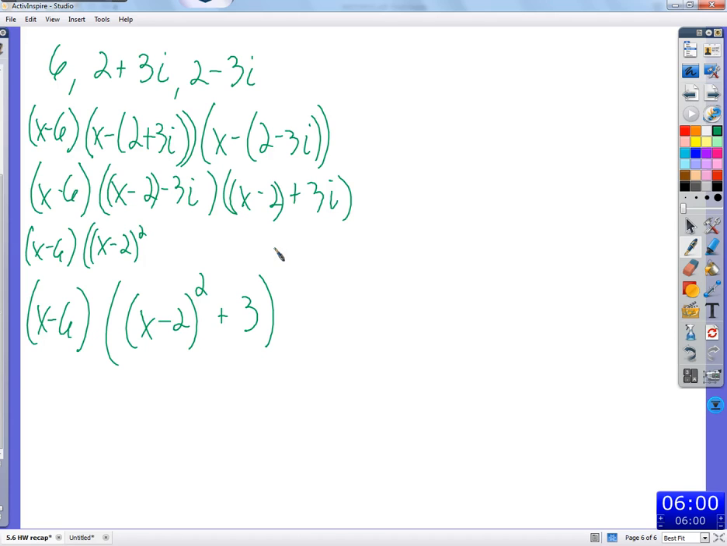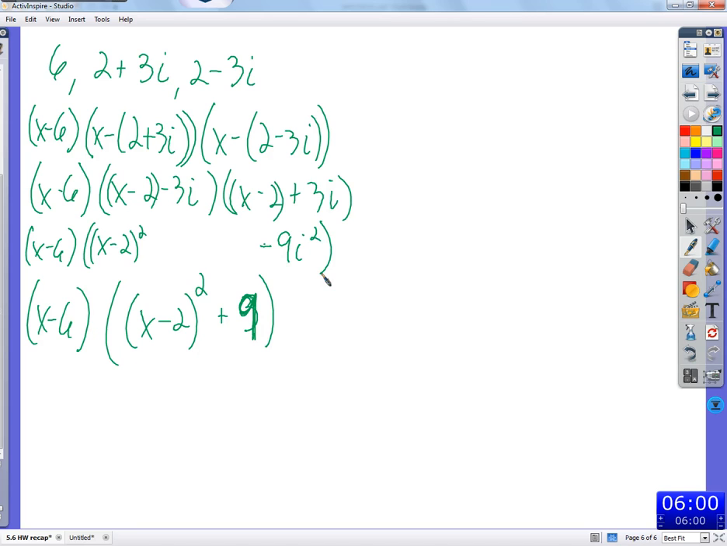Just skipping it for a second? Got it. Negative 3i times positive 3i, what's that? Oh, sorry, this is going to be plus 9, not 3. Negative 3i times positive 3i, what's that? Negative 9 i squared. Because what's i squared? Negative 1. Negative 9 times negative 1 is positive 9.